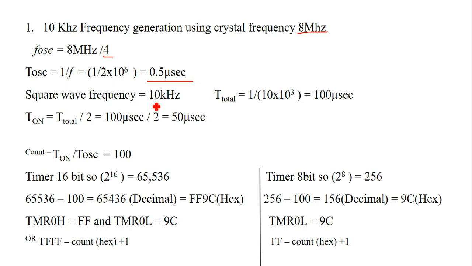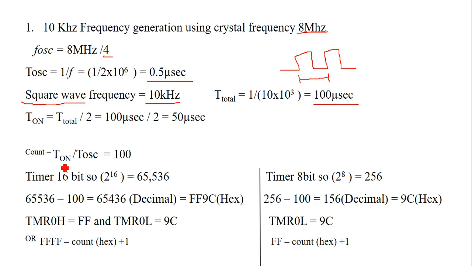The square wave we want is 10 kilohertz. 10 kilohertz means your square wave will be like this. So the total time is T on plus T off. The total time will be 1 upon the total frequency, which is 100 microseconds. Since we are generating a square wave, T on and T off will both be equal. So T on is equal to T total divided by 2. So 100 microseconds divided by 2 comes to 50 microseconds.